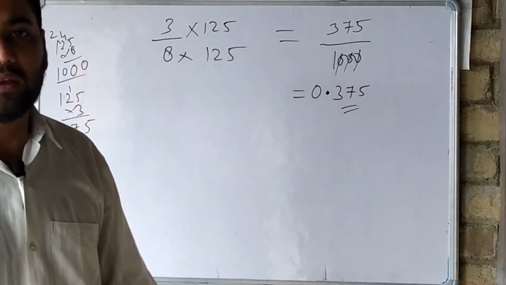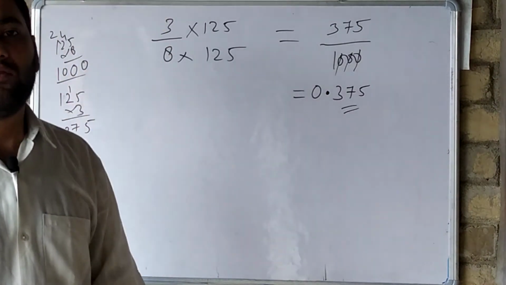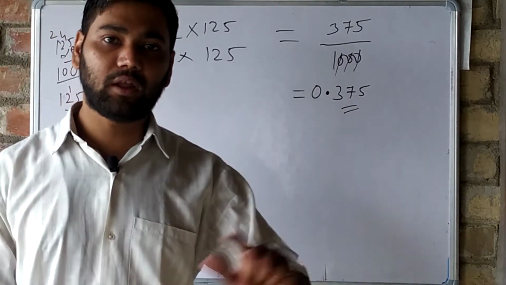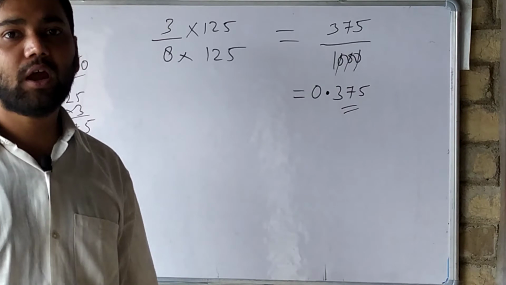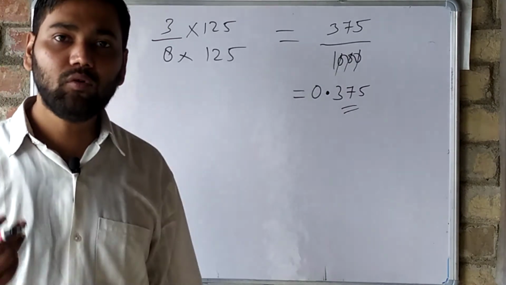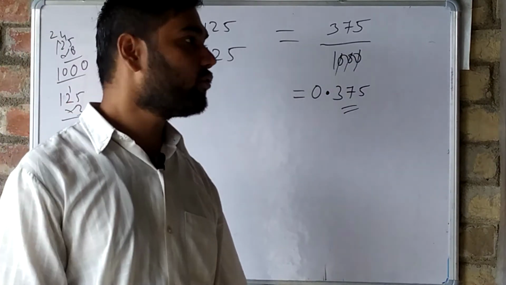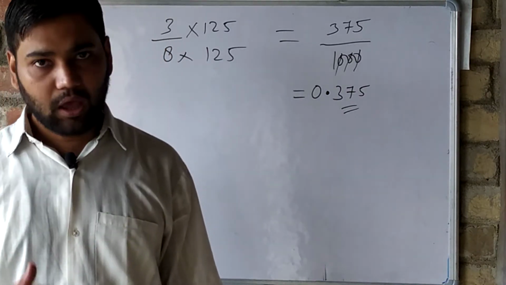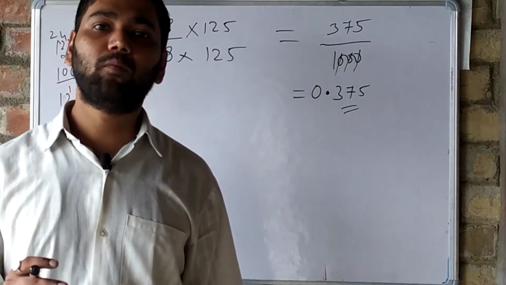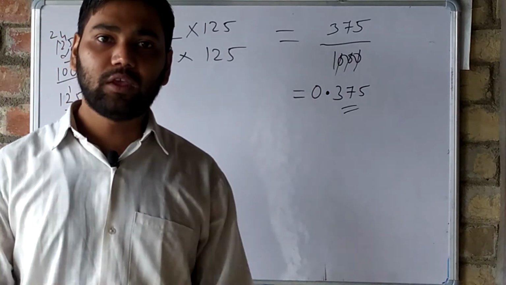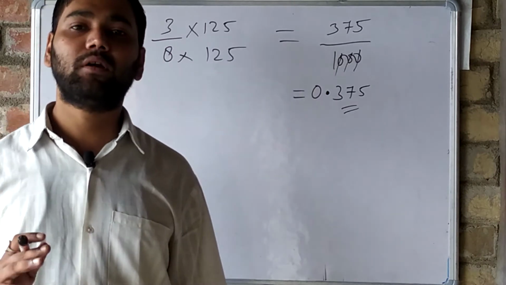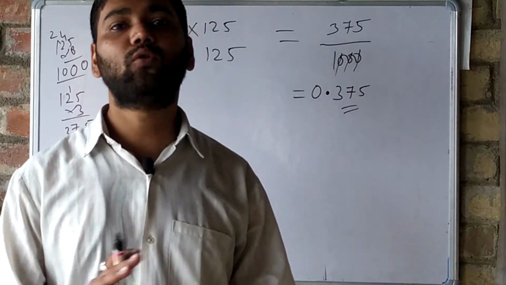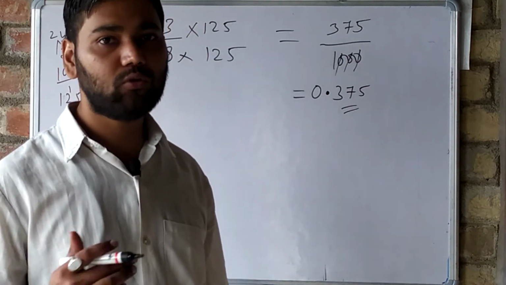This is very easy. What we have to do is try to make the denominator in the denominations of 10. If we can do that, we do not have to divide. Mostly the even values have multiples in the denominations of 10, and the odd values or prime numbers mostly don't have.